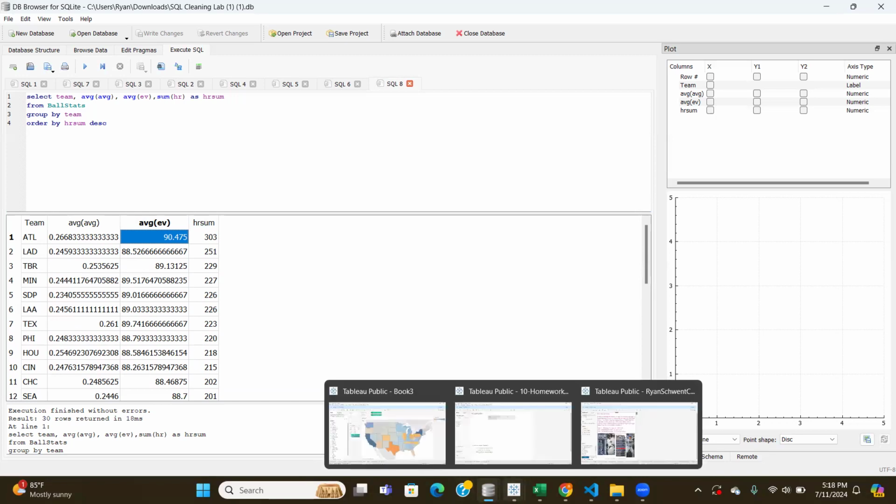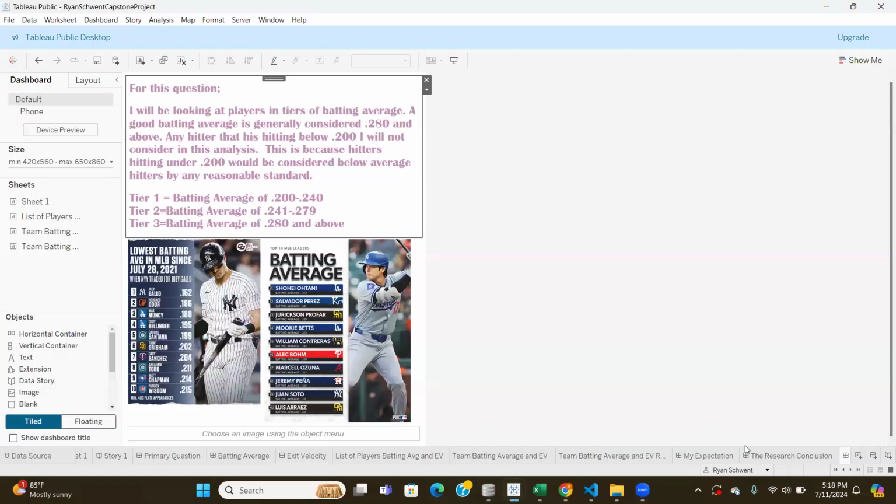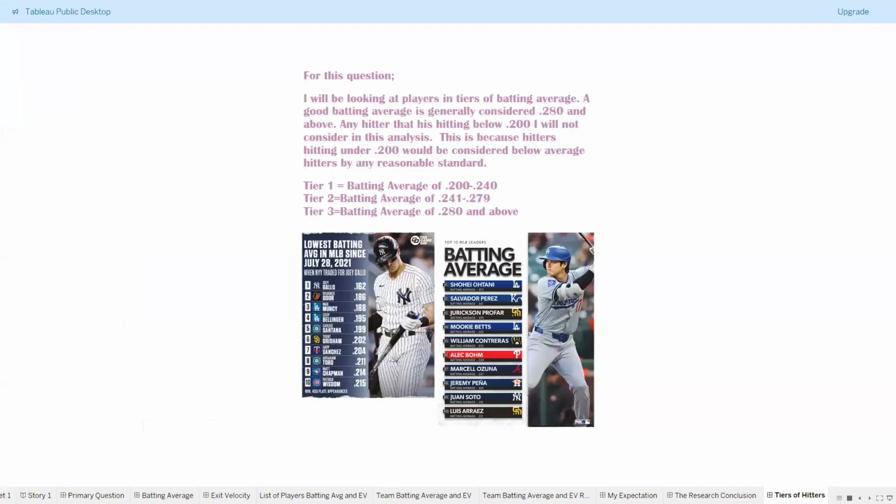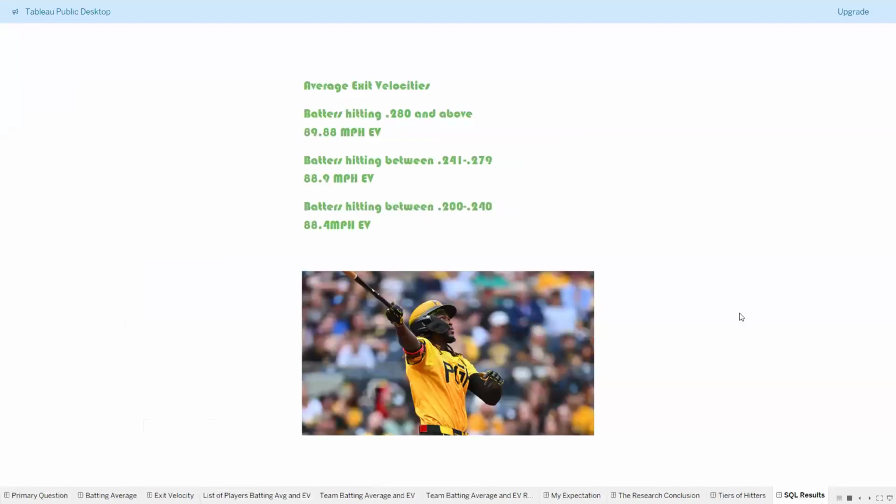So going back to my presentation, basically the results of the SQL showed me that batters hitting 280 and above had an average exit velocity of 89.88 miles per hour. Batters hitting between 241 and 279 had an average exit velocity of 88.9 miles per hour. And batters hitting between 200 and 240 had an average exit velocity of 88.4 miles per hour. So you can definitely see that there's a difference between those.